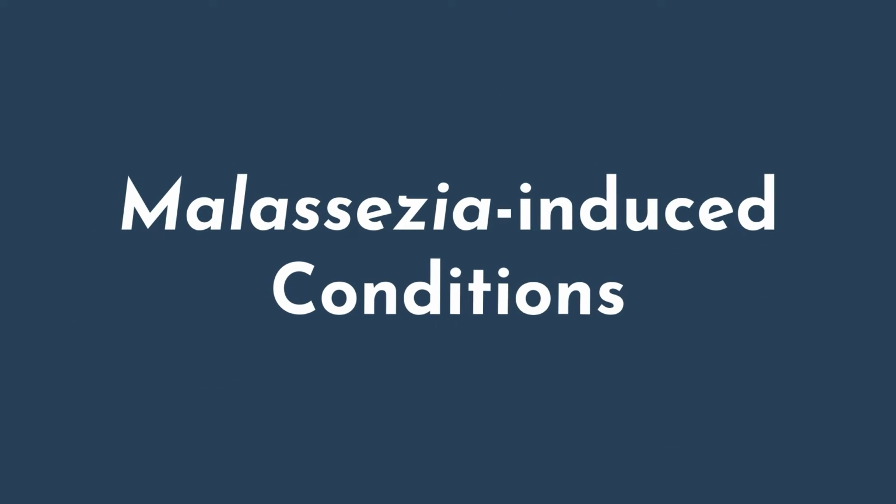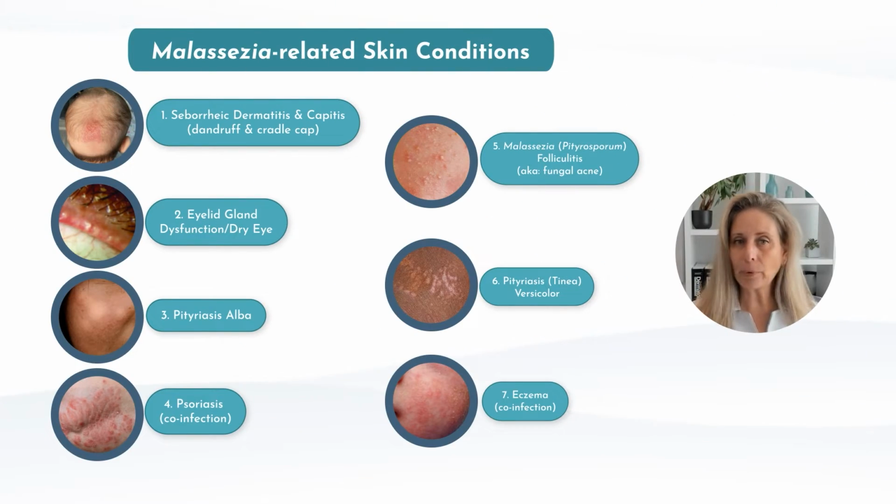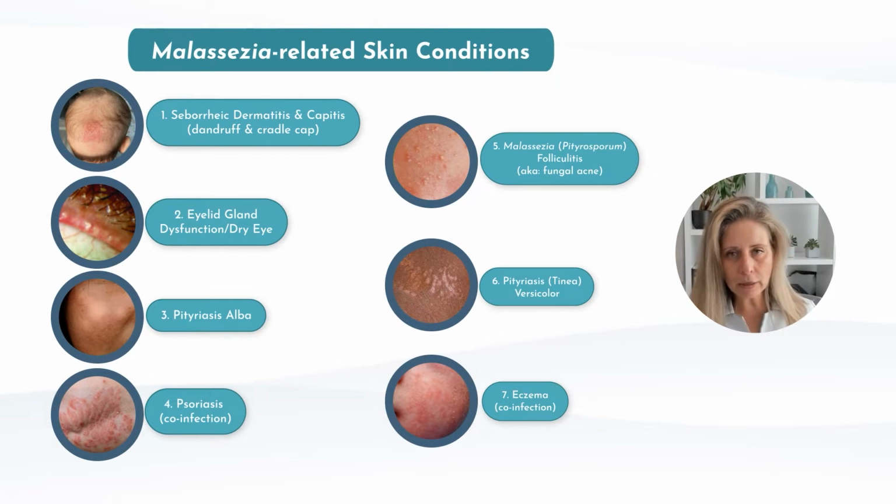Okay, so let's talk about some conditions that are induced by Malassezia. And there are many. The one we're going to really talk about heavily today is Seborrheic Dermatitis, and Seb Capitis. We're going to get into that a lot. There can be eye gland and dry eye and eyelid gland dysfunction. There can be co-infection with things like psoriasis and eczema. We can get Malassezia or Pityriasis folliculitis, which is a fungal form of acne, and something called tinea versicolor, which now has been renamed to Pityriasis versicolor. So we're going to drill down and focus in on a couple of these.